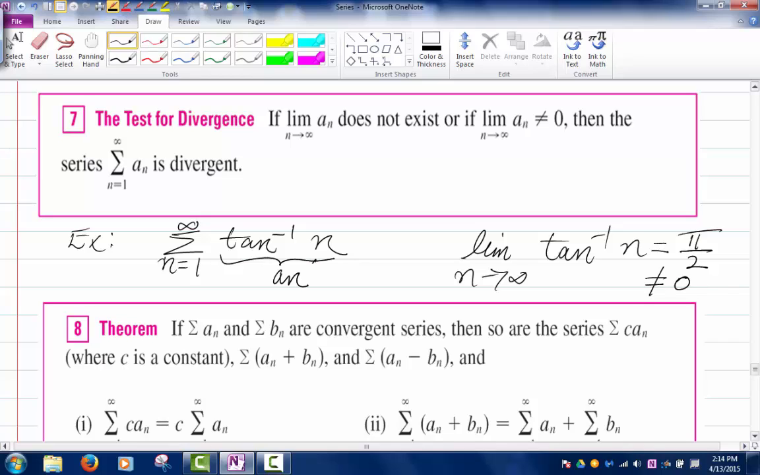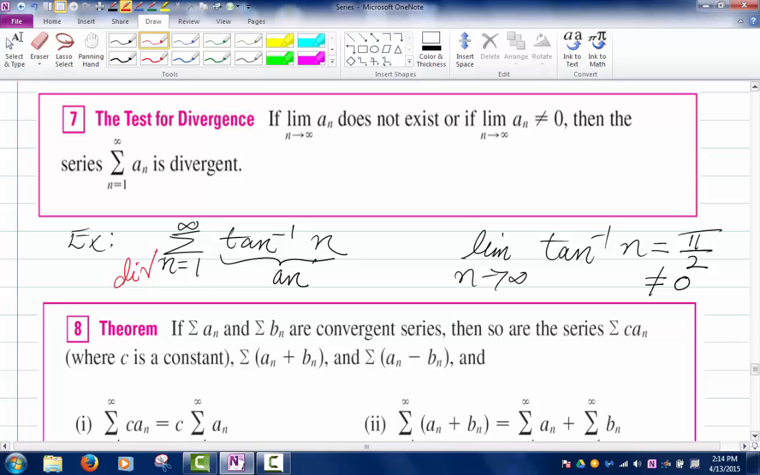So because the limit of the nth term is not zero, the series is divergent. So this series is divergent. That's the test for divergence.